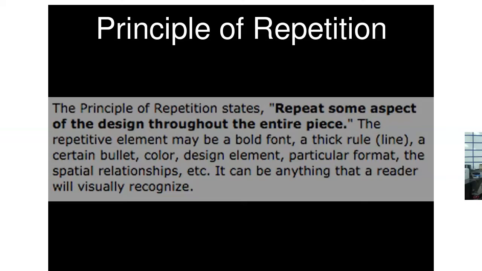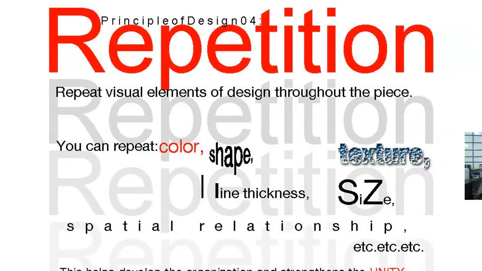The principle of repetition states: repeat some aspect of the design throughout the entire piece. The repetitive element may be a bold font, a thick rule or line, a certain bullet, a color, a design element, a particular format, the spatial relationship, or anything like that. It can be anything that a reader will visually recognize. So this is what we said in words, and you can see what they're talking about: repeating a visual element of design throughout the piece.